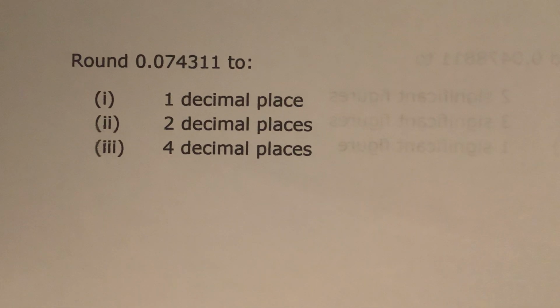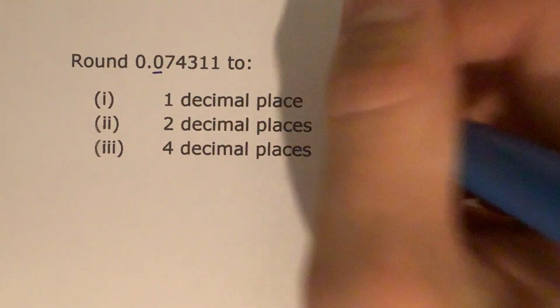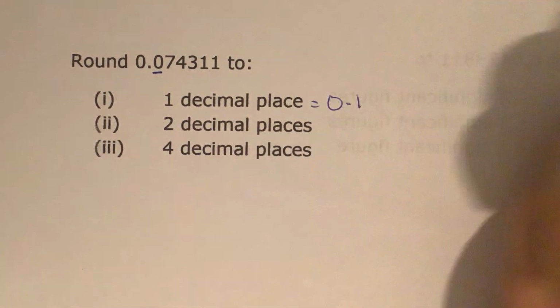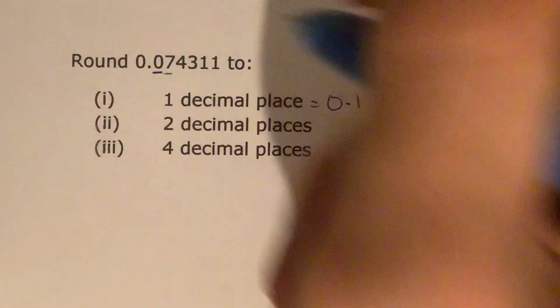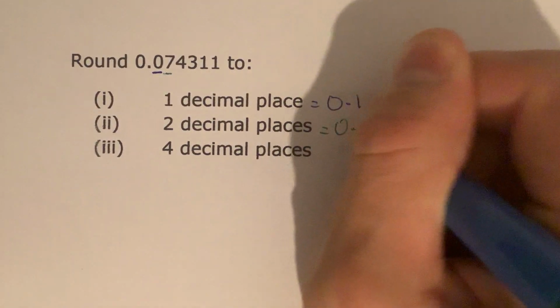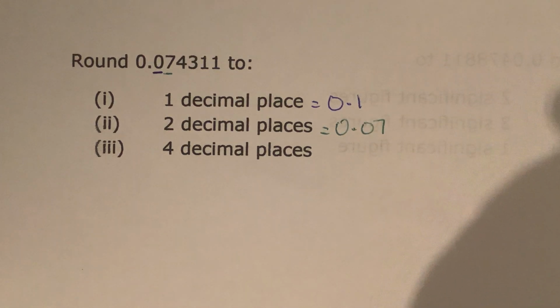So the next one, 1 decimal place again. This is my first decimal place. It's not one significant figure. The number after that is a 7, so we round up, so it becomes 0.1. 2 decimal places is the 7. The 4 means we round down, so it stays as 0.07.